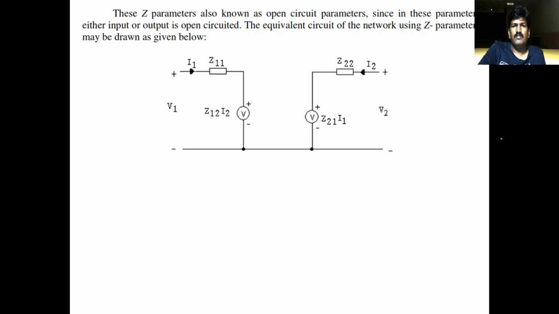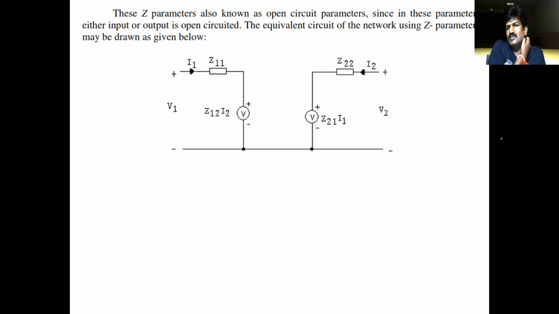The Z parameters are also known as open circuit parameters, since in these parameters either the input or output is open circuit. To determine these parameters Z11, Z12, Z21, Z22, one of the circuits is opened, so you can say that either input or output is open circuited.